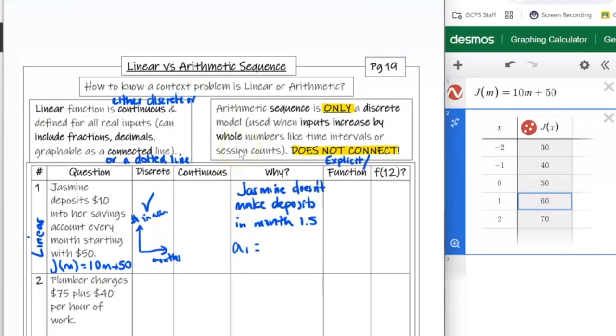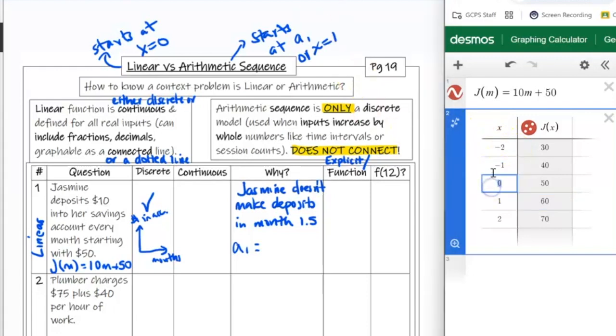And we're going to go ahead and say this again. Linear starts at x equals 0. Sequence starts at a1 or x equals 1. However you want to kind of visualize that. So if I was trying to write my equation, I would go to 0 for my y-intercept. But if I'm writing a sequence, I go to my first term, which is what? 60. So my first term is 60.